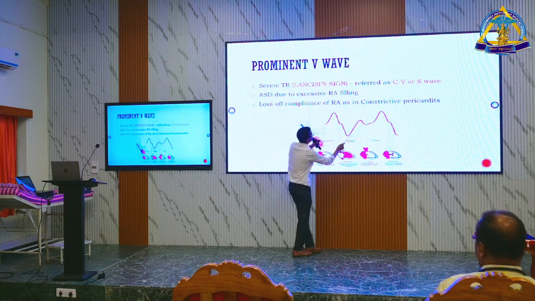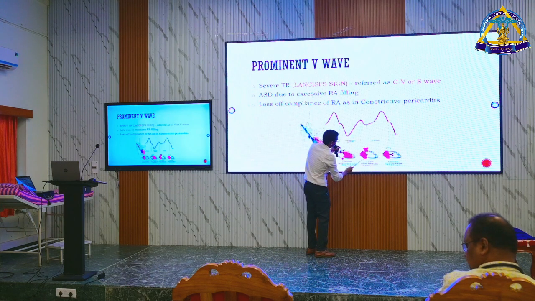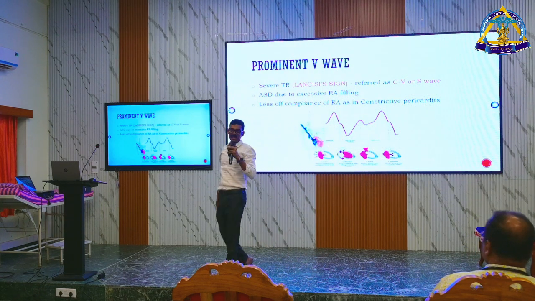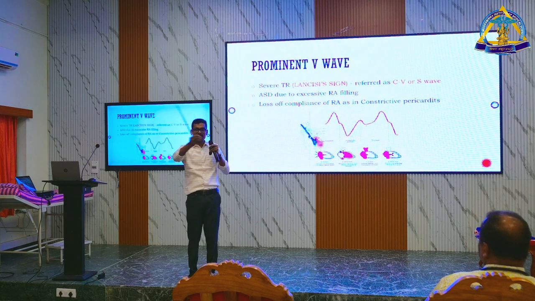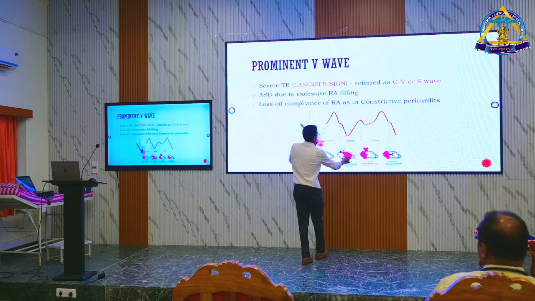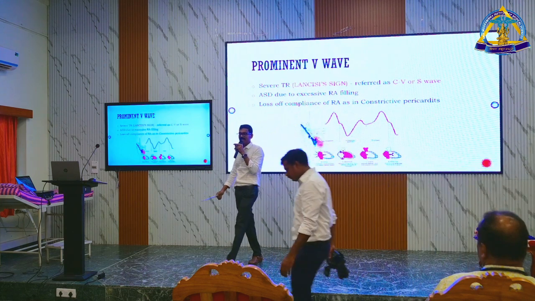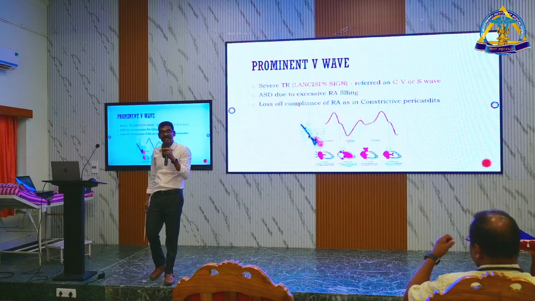What will happen here? See the V wave here. At the tricuspid valve, there is a regurgitation back to the right atrium. The V will go up. You understand? In tricuspid regurgitation, the blood is going back to the right atrium. So what will happen to the V pressure? The blood is going back, the V will go up. You understand?